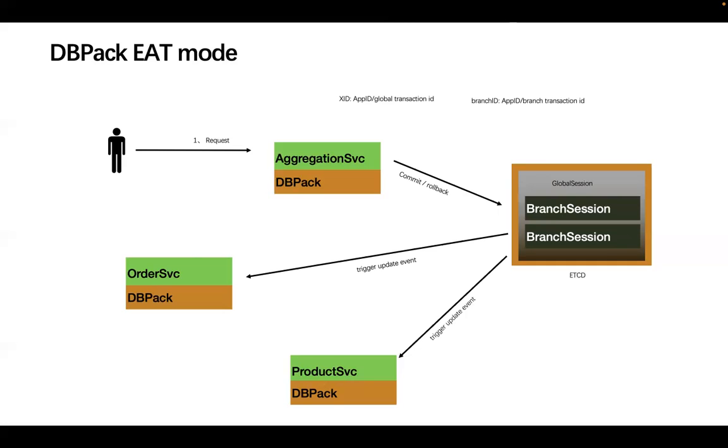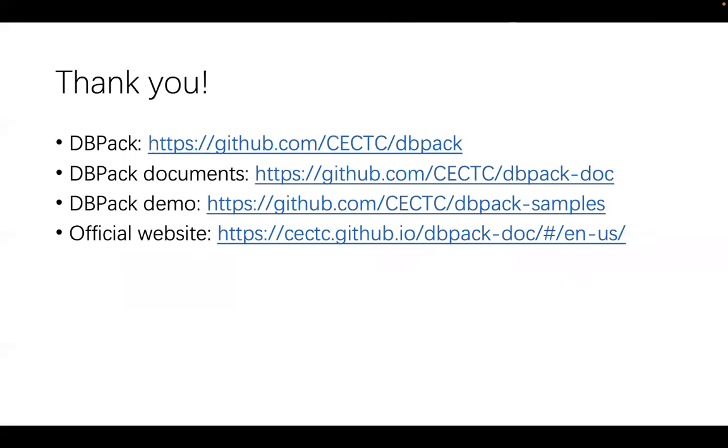So the product service and the order service will use the undo log to roll back the local transaction to the original status. That is the event-driven AT transaction mode. I think that's it. Thank you for listening. Sorry for my poor English.